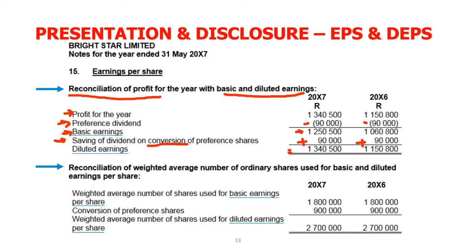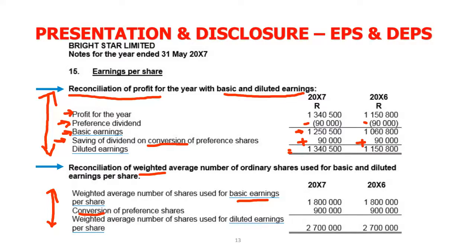When we look at the reconciliation of WANOs back to basic and diluted WANOs, we start off with our basic WANOs. Notice when we were doing the reconciliation for profit, we didn't start off with basic earnings. Instead, we started off with profit. Here, we start off with basic WANOs. After we have our basic WANOs, we then will have any conversions that are happening in the current year.